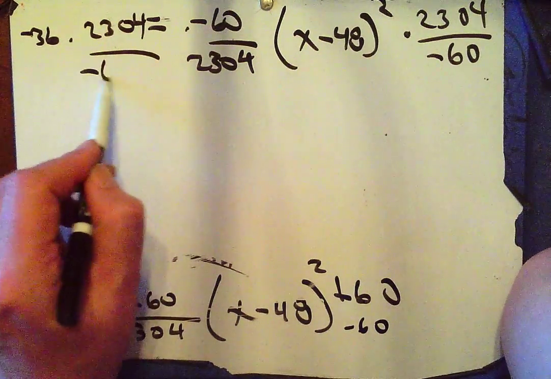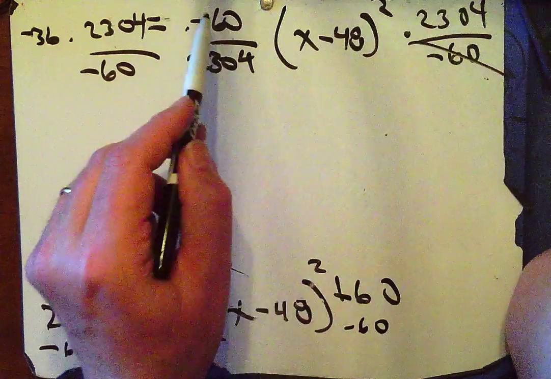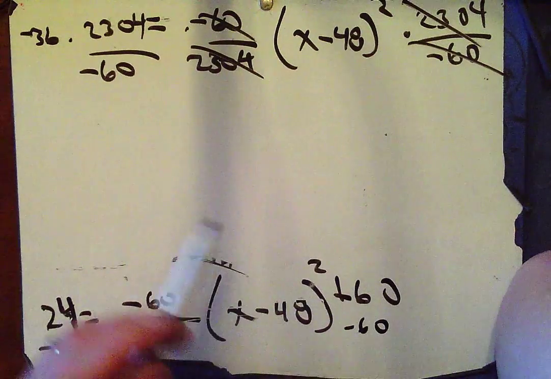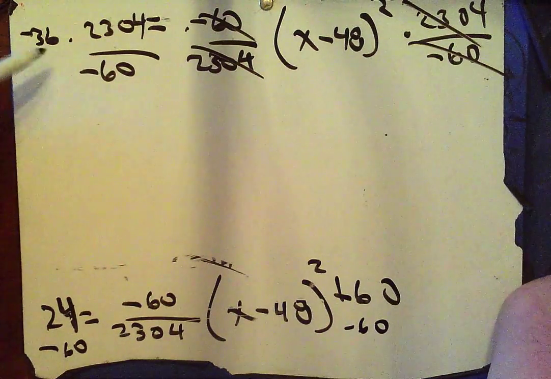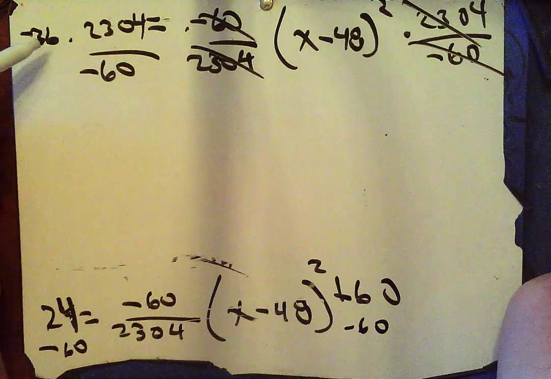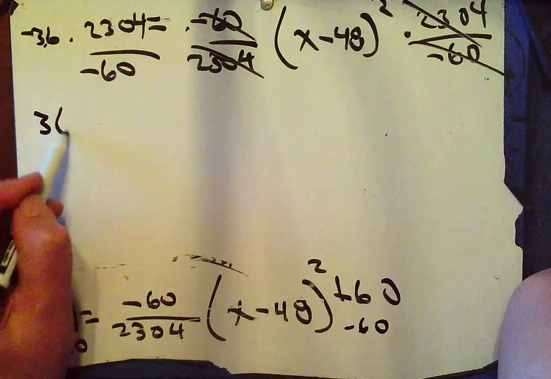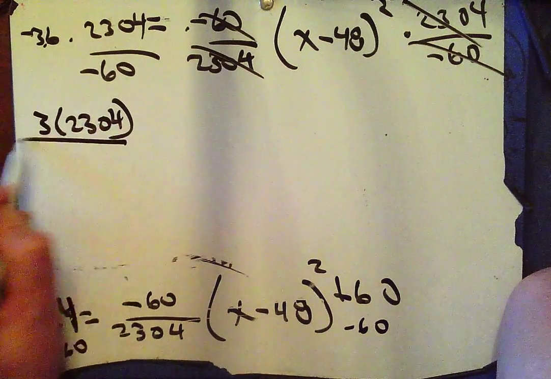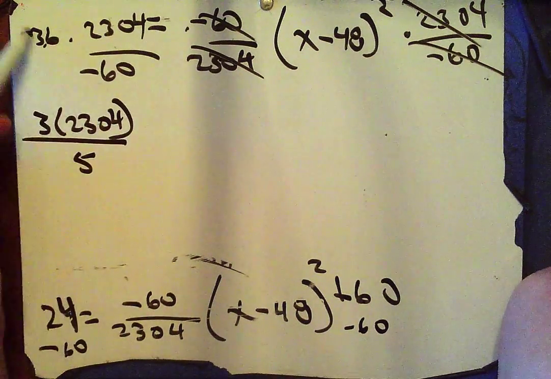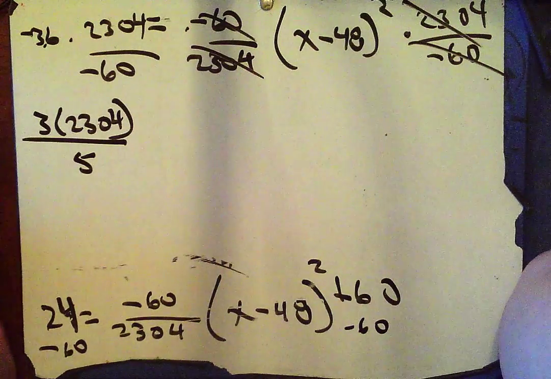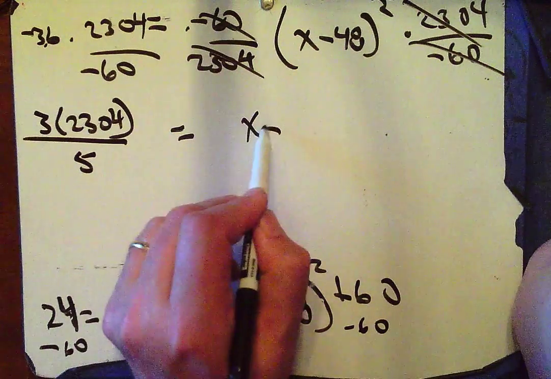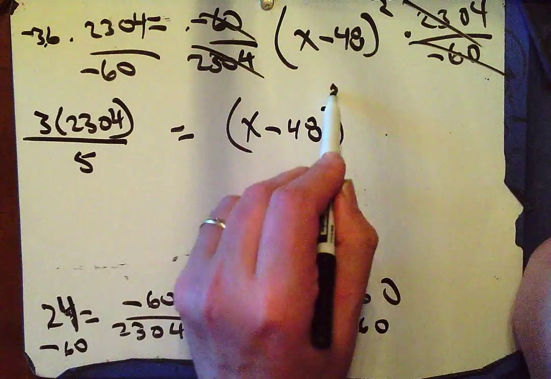2304 and negative 60. That way these cancel and these cancel. I think there's some tidying I can do here. I know that 6 goes into both of these. Ooh, 12 goes into both of these. 12 goes into this 3 times, and 12 goes into that 5 times. And yes, negative divided by negative cancel as well. So that's x minus 48 squared.